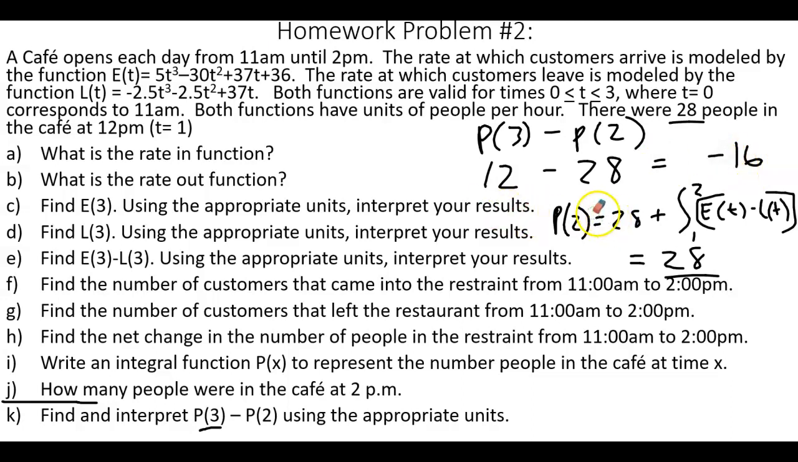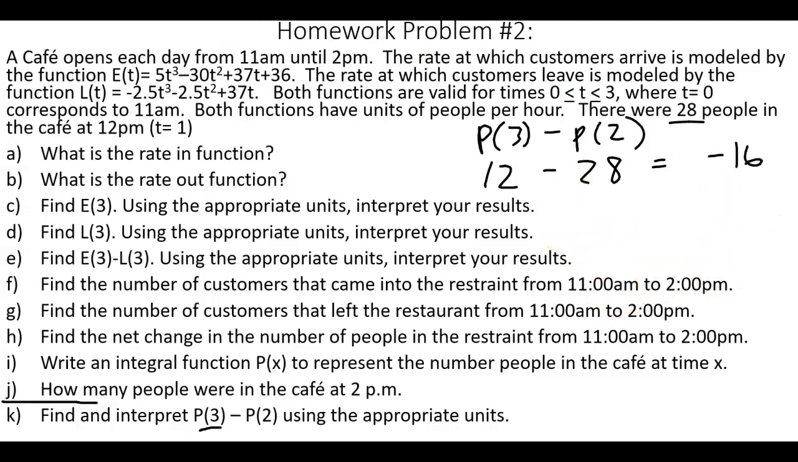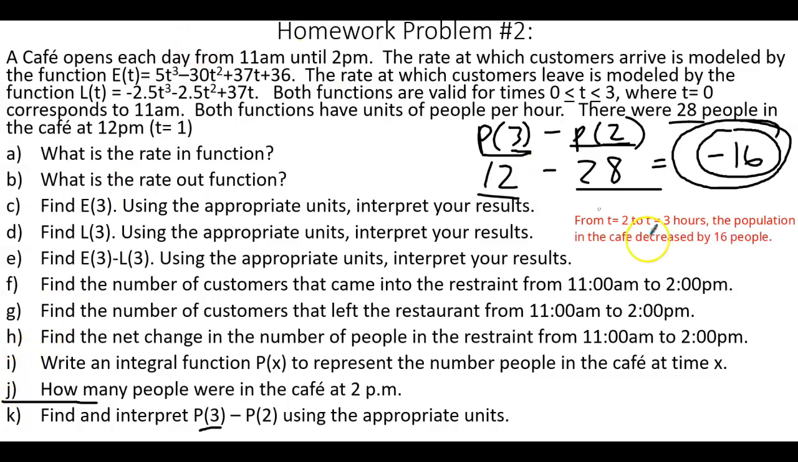Now, what does that mean, though, exactly? Well, what does p of 3 mean? P of 3 means that's how many people were in the restaurant at the third hour, or you could say 2 p.m. P of 2 means how many people in the restaurant at the second hour, or in other words, 1 p.m. And so what does this mean then? Well, that's basically your net change. That's the change in the number of people in the restaurant from hour 2 to hour 3. We went from having 28 people to only 12. So the population decreased by 16 people. And so the interpretation would be as follows.